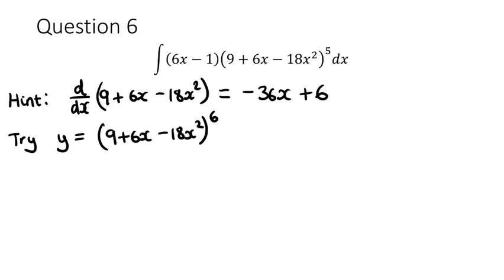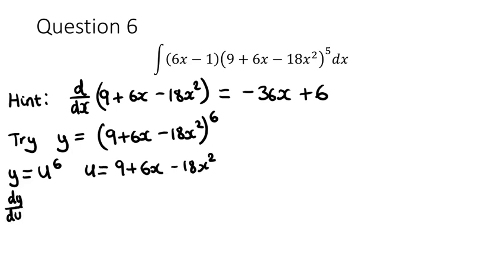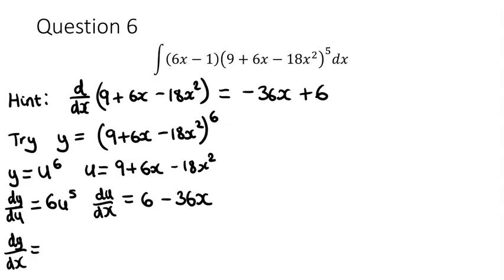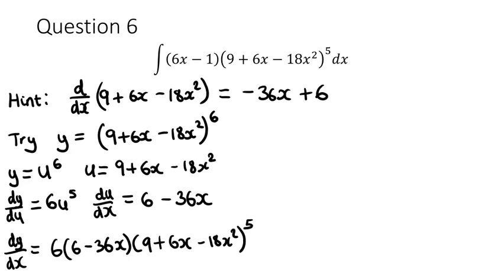And let's see what happens when I differentiate that. Let's see if I do actually get the result that I started out with. So let's check that via the chain rule. So I'm going to let u be what's in that bracket. And we're going to do dy by du, which is 6u to the power of 5. Du by dx is going to be 6 minus 36x. Dy by dx then would be, times that all together, I get 6 lots of 6 minus 36x times u to the power of 5, which is 9 plus 6x minus 18x squared to the power of 5.